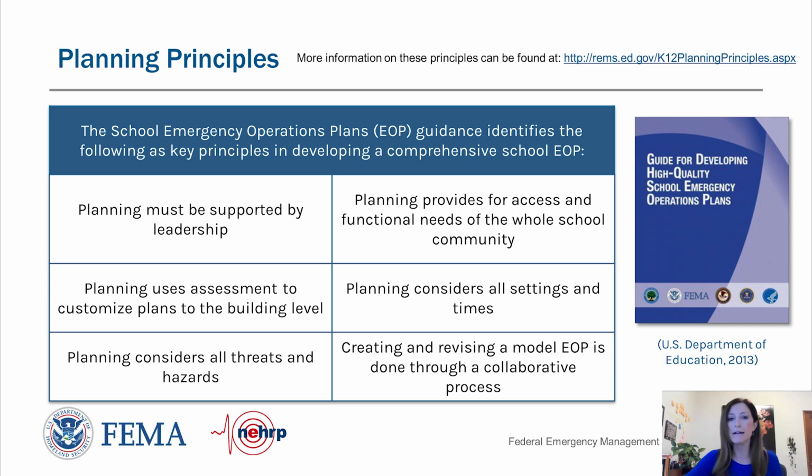Number 1, it must be supported by leadership. Number 2, it should use assessment to customize plans to the building level. Number 3, a plan should consider all threats and all hazards that a school could reasonably face. Number 4, it should provide for the access and functional needs of the whole school community, including students as well as staff members. Number 5, it should consider all settings and all times. And number 6, should be created and revised through a collaborative process.